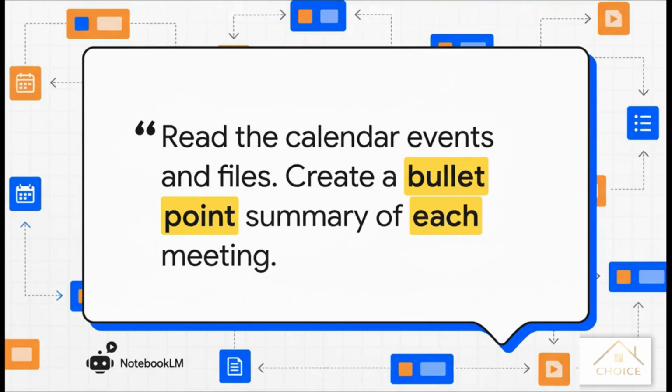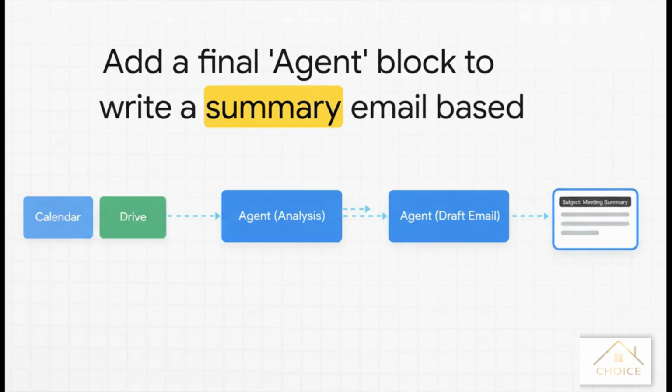Now pay close attention to this because this is the most amazing part. Look at the instruction we give the AI. It's just plain English. No code, no weird syntax. We're literally just telling it in simple terms what we want it to do with the information we gave it. And for the grand finale, we add one last agent block. We tell this one to take the AI summary and write up a nice, clean email for us that we can look over before our meetings start.